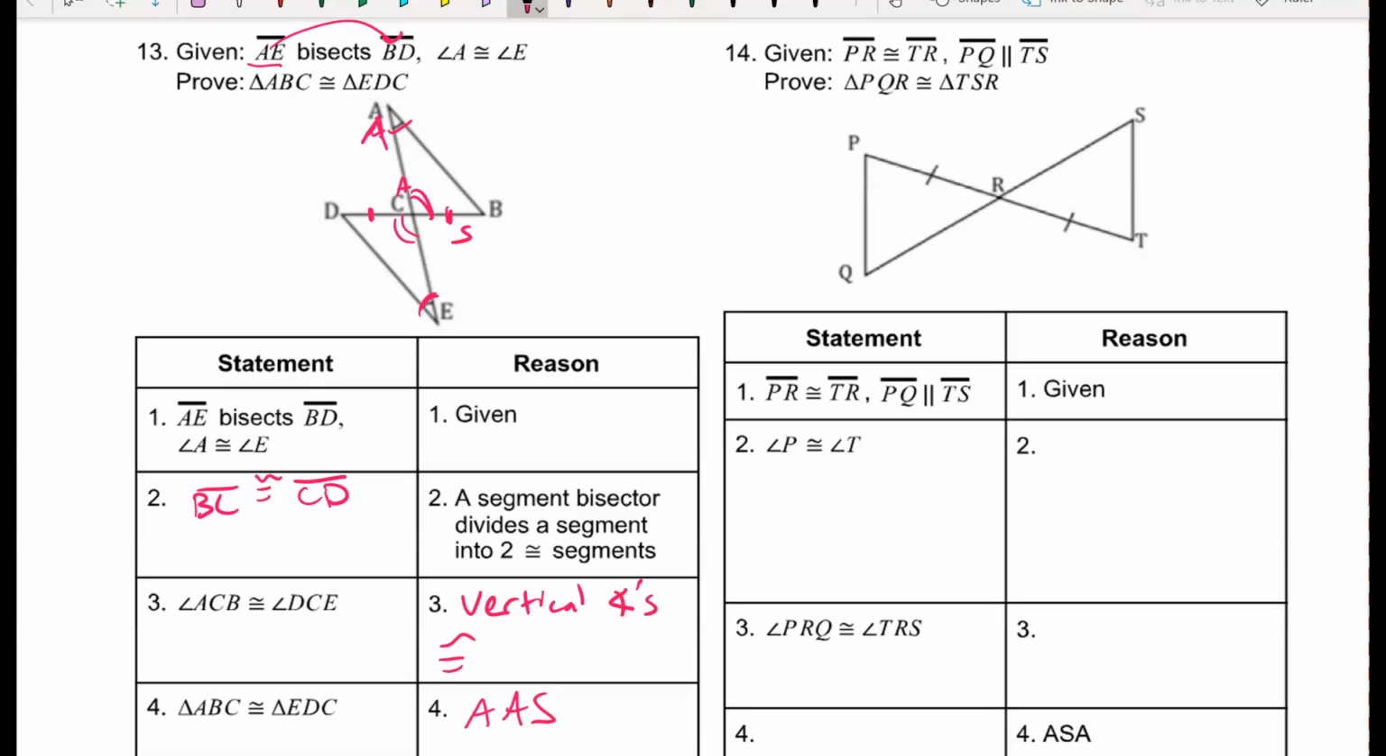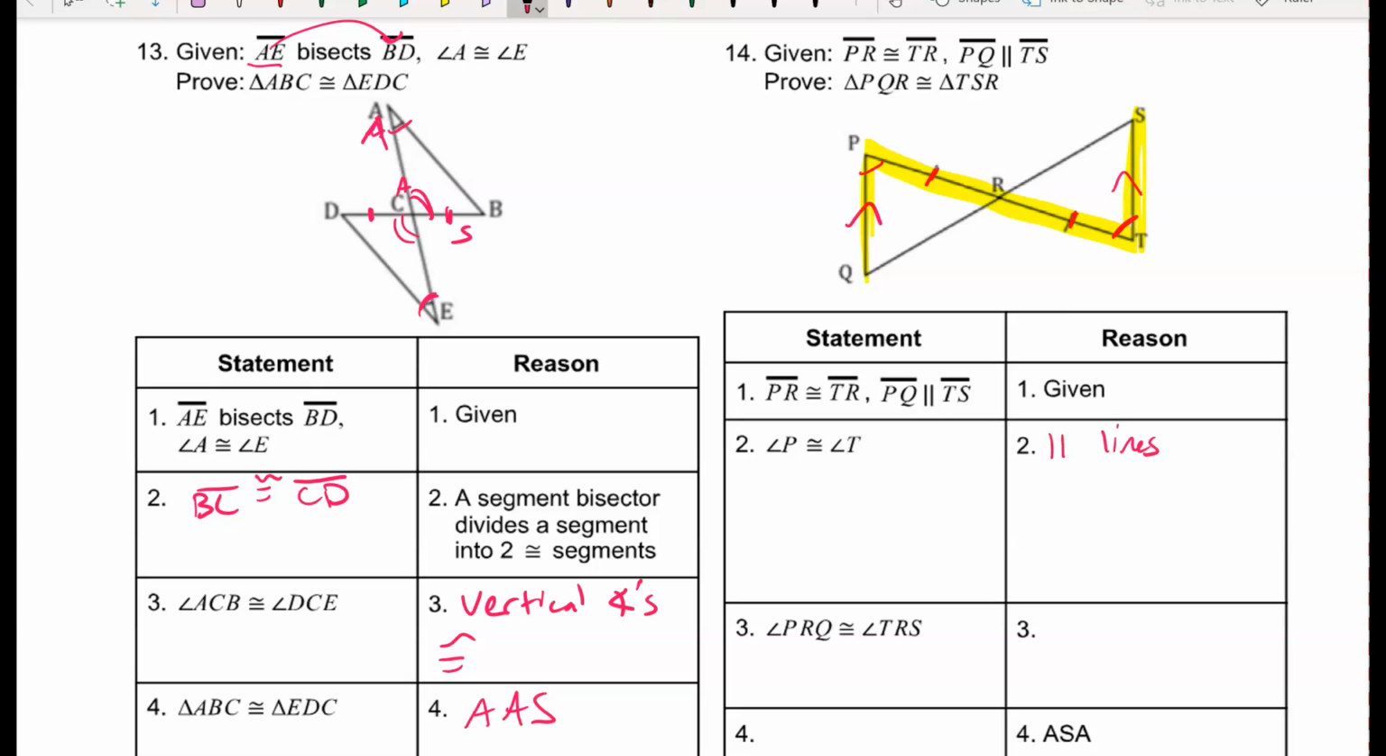Number 14. Given segment PR congruent to segment TR, it's already marked in my picture, segment PQ parallel to segment TS, prove triangle PQR congruent to triangle TSR. And my first statement that I need to worry about is it says that angle P is congruent to angle T. Well, think about, if I'm getting told that I have parallel lines, they want me to be looking for alternate interior or corresponding angles. In this case, angle P and T are congruent alternate interior angles.